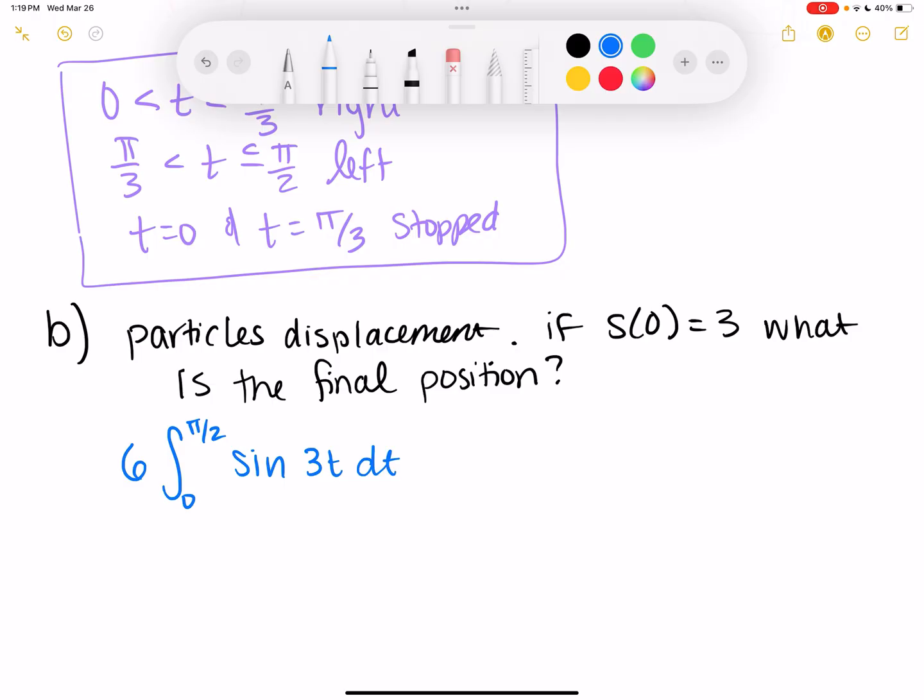Negative 2 cosine of 3t. Where'd the 2 come from? Because the derivative of 3t is 3, so put the 3 with whatever was out front, which had to be negative 2, and since it's sine, it would have been cosine. I got the negative cosine. That's as far as I got.